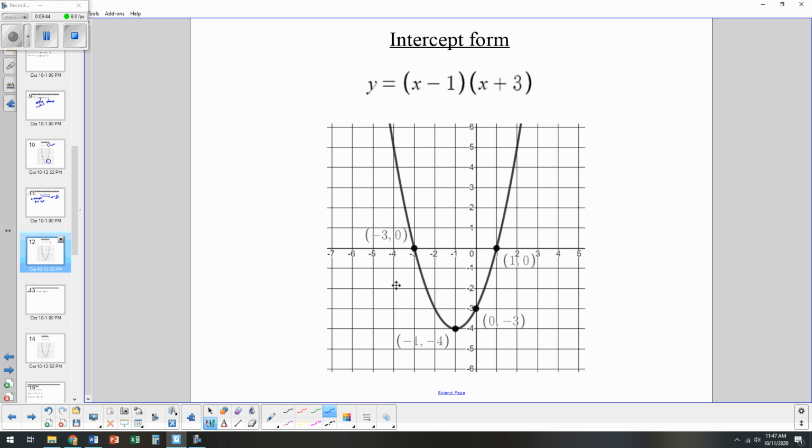So looking at the same function as before, but now written in intercept form, I could tell x minus 1 means I should have had (1, 0), and x plus 3 would mean I have (negative 3, 0). And if I look at my x-intercepts, those are in fact the two points.